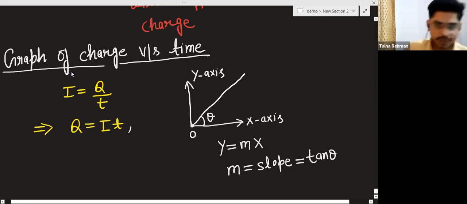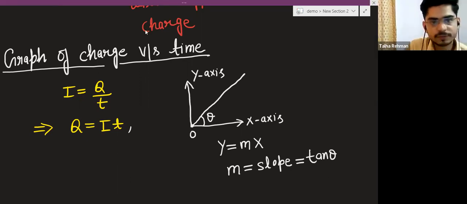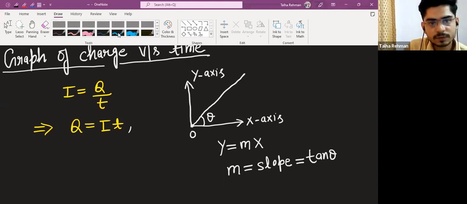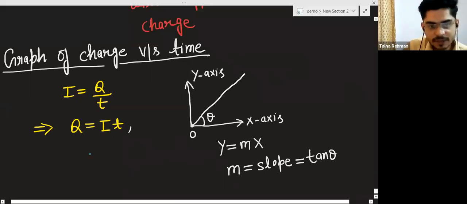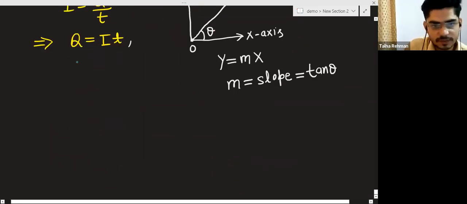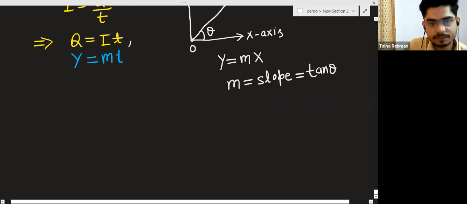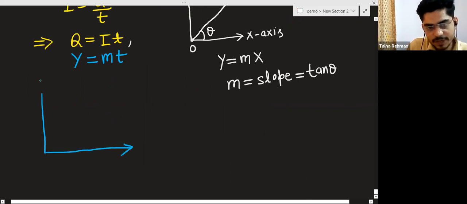So now you can compare this from here. If I am taking charge on the y-axis, I am just comparing, and this will be m for slope, and this will be time. Now, if charge is on the y-axis, q is charge.